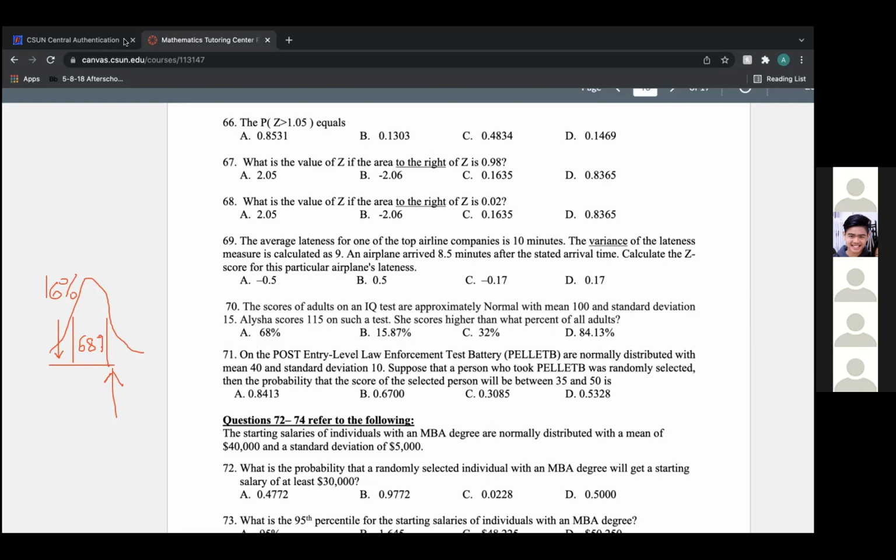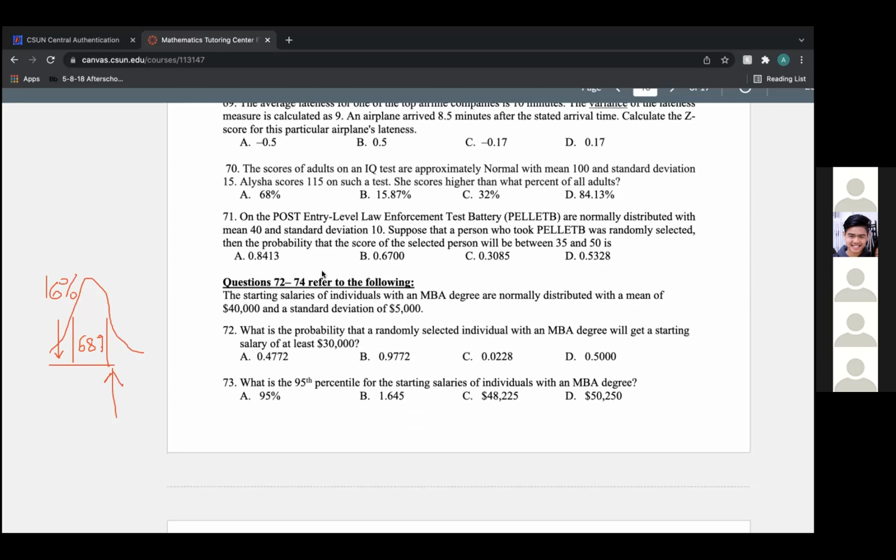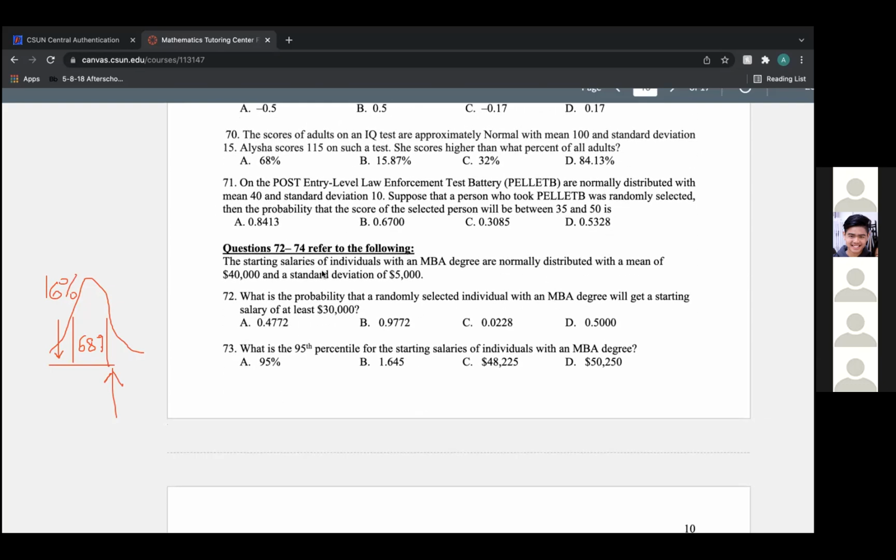Yeah. Okay, 71. On the post entry-level law enforcement test battery, the Pellet B scores are normally distributed with mean 40 and standard deviation 10. Suppose that a person who took Pellet B was randomly selected, then the probability that the score of the selected person will be between 35 and 50 is what?